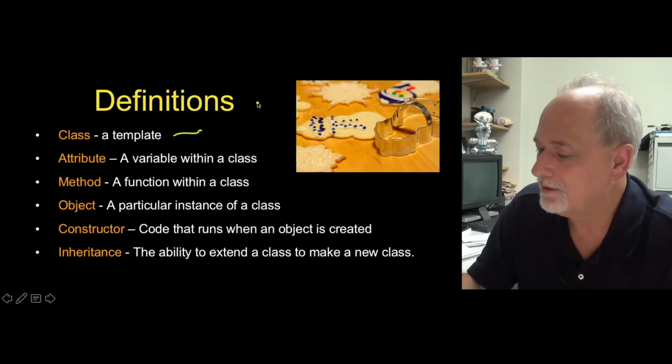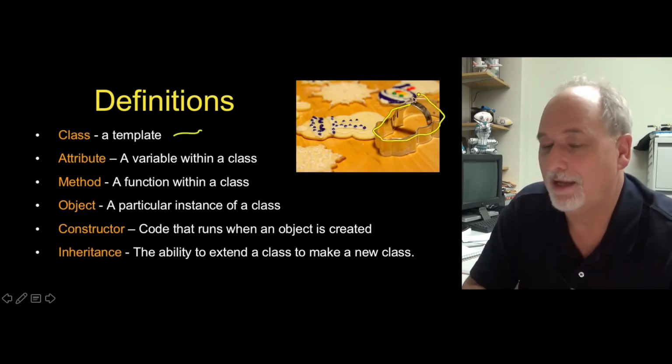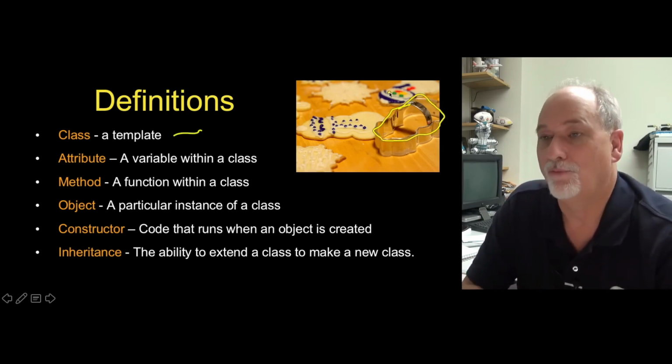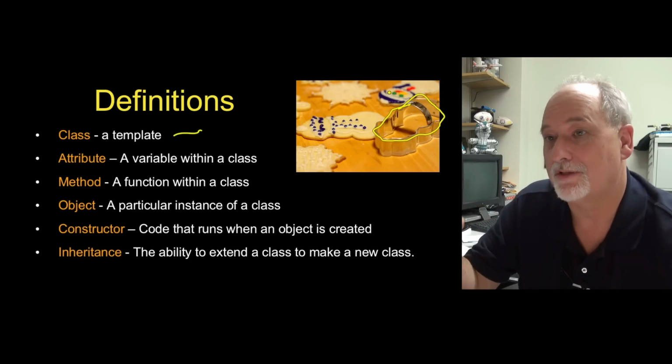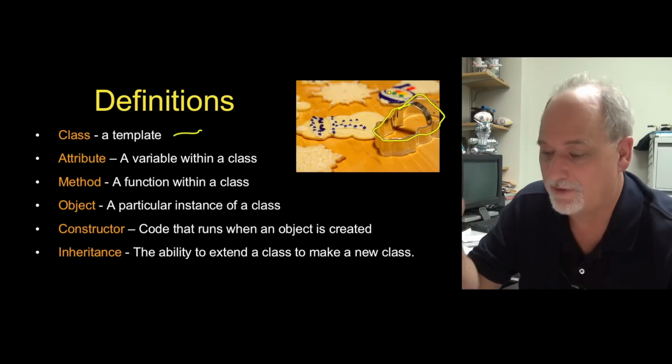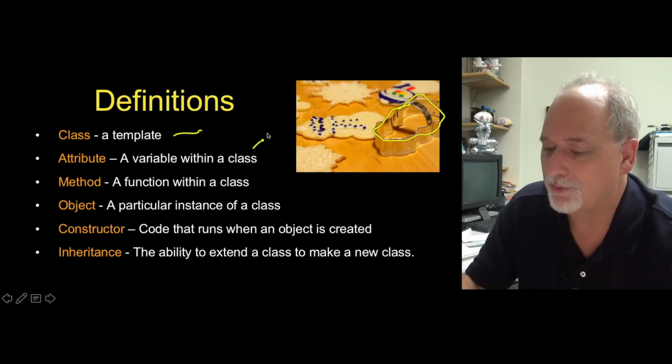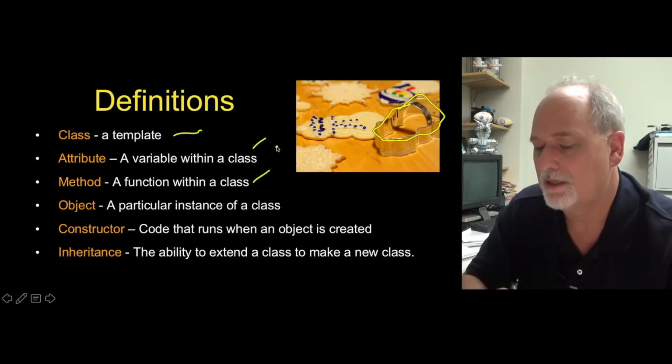A class is a template. It is not actually a thing, it is a shape of a thing. We define it and say when we make one of these things, it's going to have these variables in it, it's going to have these methods in it. Attributes are variables within a class. A method is a function that's inside of a class.